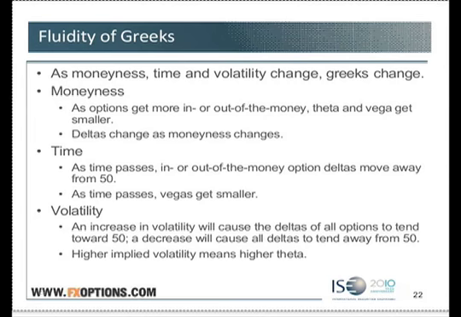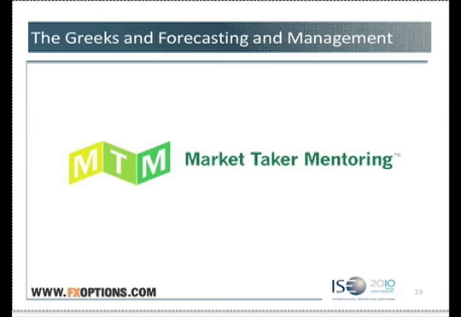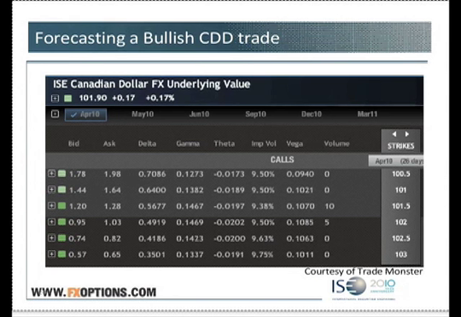Okay, so that's the basics, and I realize it was probably a lot to talk about, but let's take a realistic look at this. Let's see how somebody might really think about using this in their forecasts when they want to create an option trade, or also to manage their option trades. So we're looking at CDD here. That's the Canadian dollar contract here at ISE. And what do we have here? CDD is trading at 101.90.